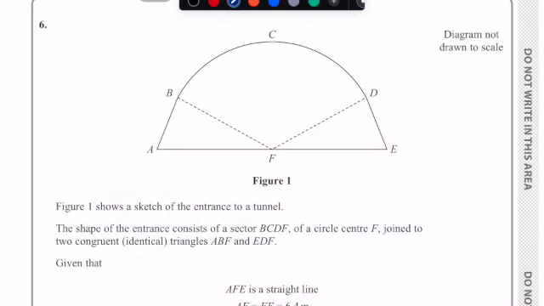Going to number 6. In this question, as you can see, it's radians. Let's read the given carefully, put everything on the figure. Then we can decide what to do. First of all, change your calculator into radians. When we read this, figure 1 shows an entrance of a tunnel. So we have the shape of the entrance, consists of a sector and two triangles.